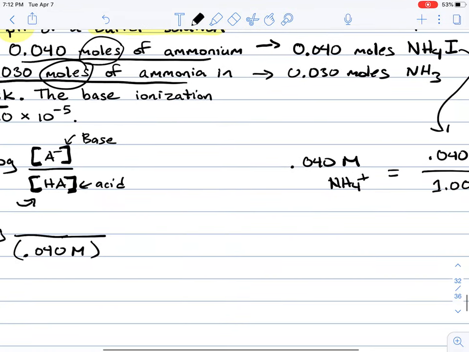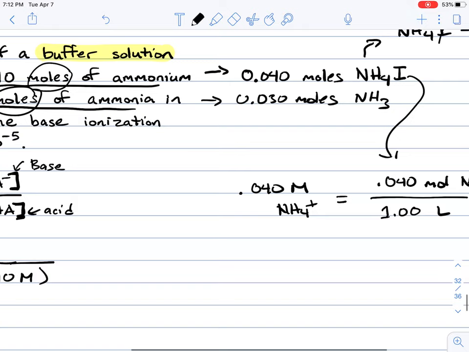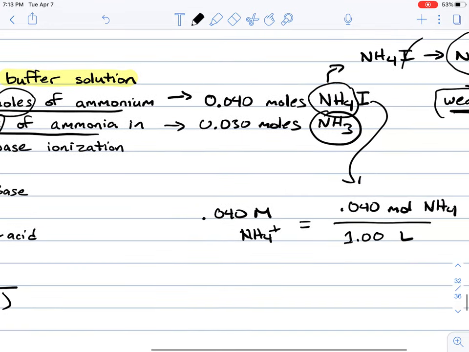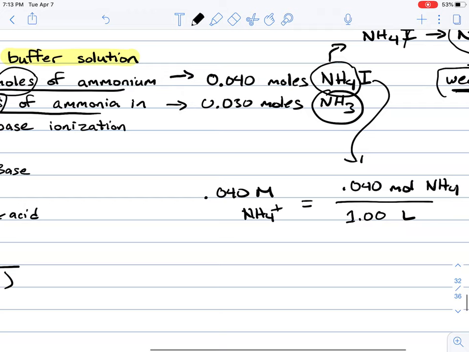And so if you guys look at the chemical formula for ammonium and ammonia, notice they have the same base structure, but they're only off by one hydrogen. And so it would make sense that ammonia would be the conjugate base of ammonium.